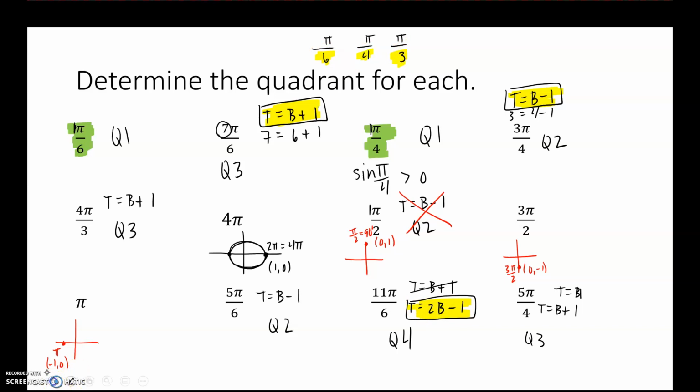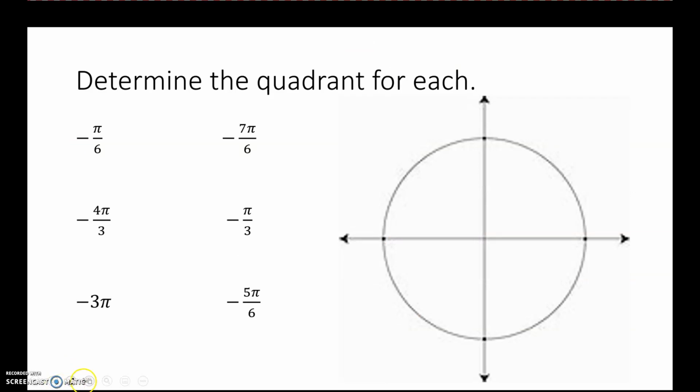Okay, let's go to negative angle measures. So when we measure angles, we start at 0 here. And when theta is positive, we rotate in a counterclockwise direction. So when theta is negative, we rotate just in the clockwise direction. So if I want to know where negative pi over 6 is, I always start here.